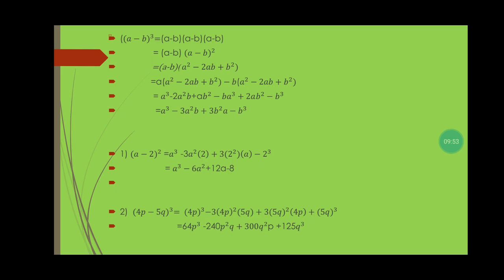4p minus 5q whole cube. So when I solve this, what do I get? I get 4p whole cube minus 3 into 4p square into 5q plus 3 into 4p into 5q square minus 5q cube. So that is equal to 64p cube minus 240p square q plus 300q square p minus 125q cube.